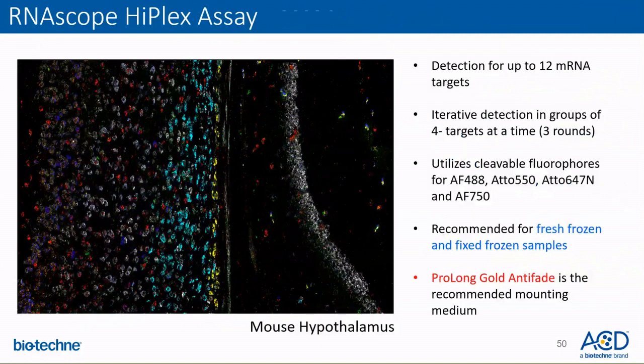HiPlex is also a manual fluorescent multiplex assay and may be used for detection of up to 8 or 12 mRNA targets on the same tissue section. Here too, there is a single probe hybridization step, and this is followed by iterative fluorescent detection in 3 rounds of 4 targets each. HiPlex assay utilizes cleavable fluorophores for Alexa 488, Atto 550, Atto 647, and Alexa Fluor 750. Currently, HiPlex is recommended for fresh frozen and fixed frozen samples only, and as in other fluorescent assays, ProLong Gold is the recommended mounting medium.